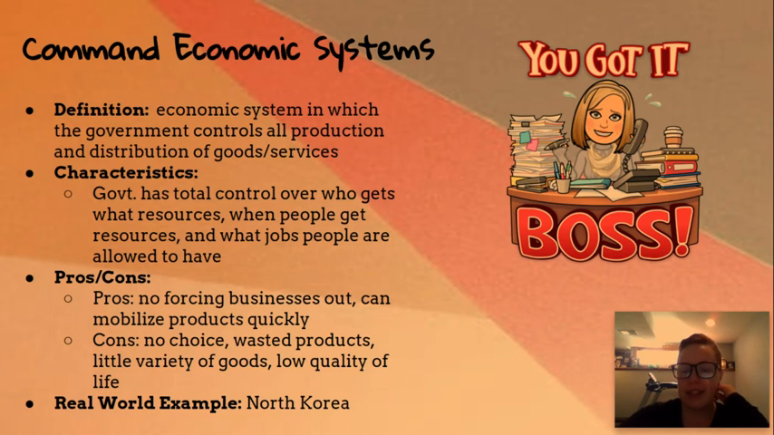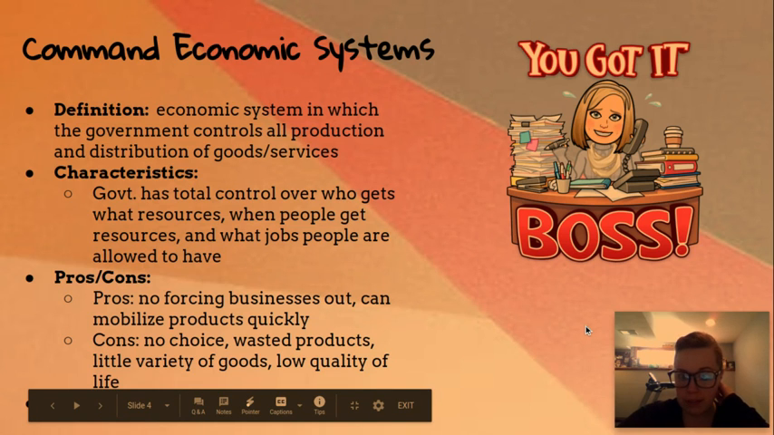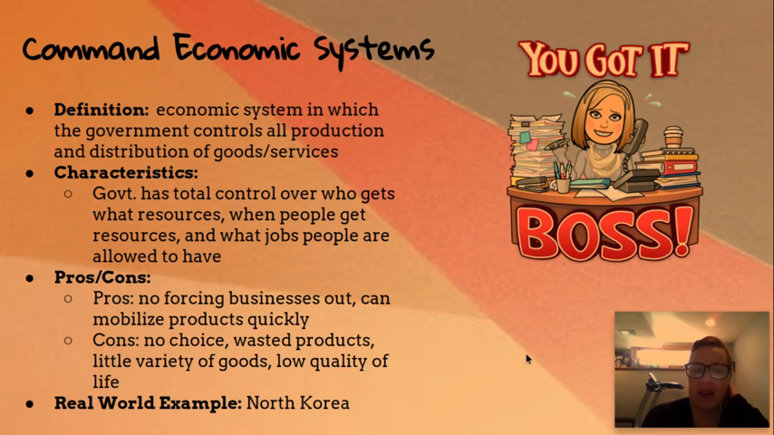So command economic systems. The name of the game is: you got it, boss, and the government is your boss. It's basically an economic system where the government controls what's produced, when it's produced, who gets it, who's producing it, what your job is. All of those things are dictated to you. And it usually is a dictatorship. Government basically has total control over everything, over how much income you get, what kind of job you're allowed to have, what kind of jobs you're not allowed to have, what level of education you receive in order to do that job, things like that.